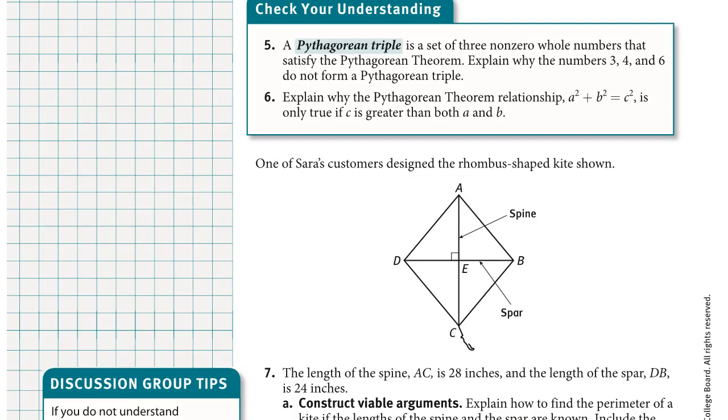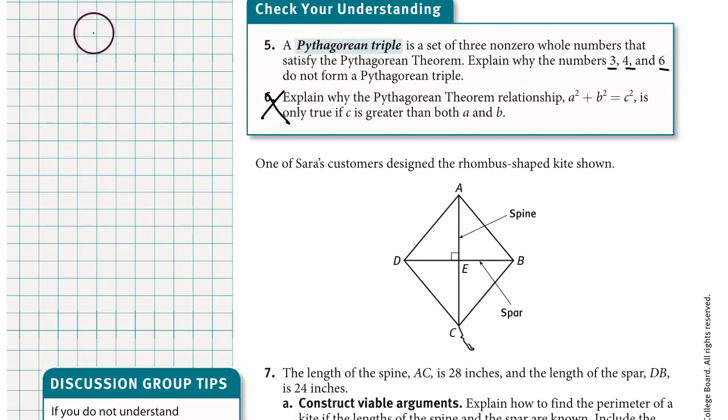Next, let's skip ahead to the Check Your Understanding section and look at problem 5. We're not going to look at problem 6. A Pythagorean triple is a set of three non-zero whole numbers that satisfy the Pythagorean theorem. That means that these are whole numbers that could be sides of a right triangle. Explain why the numbers 3, 4, and 6 are not a Pythagorean triple.